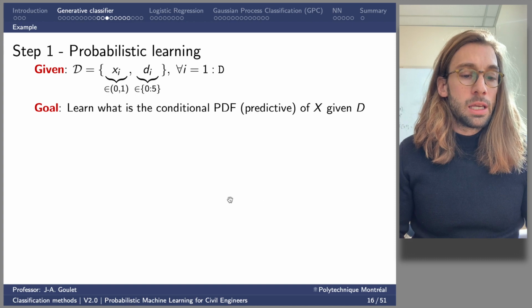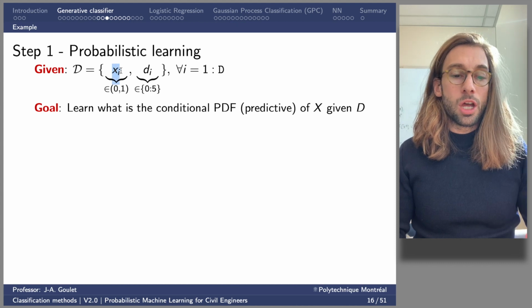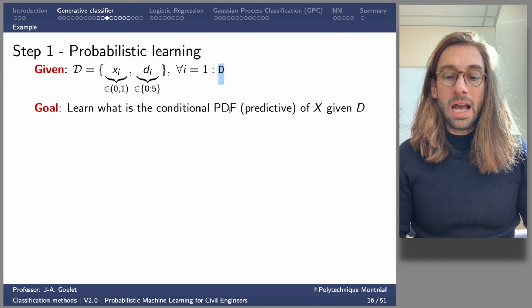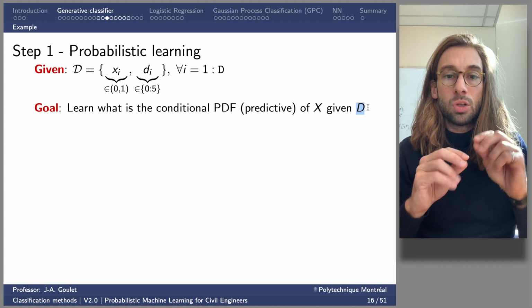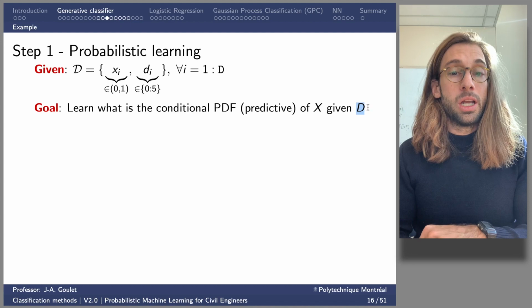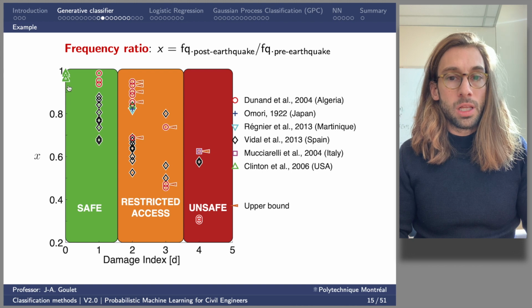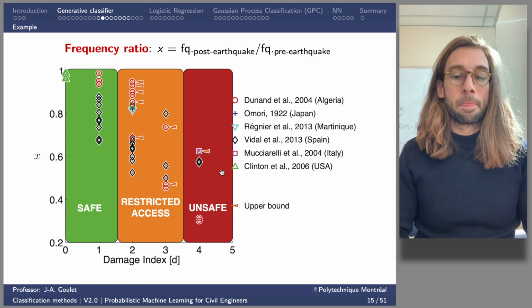First, we're going to say, given D, our data set, which is made of frequency ratios that are in the range 0 to 1, and DI, the damage index, for a set of data, the goal is to learn the conditional PDF of X given D, okay? In terms of learning, this is what we will have to do. I have to learn the conditional PDF of my frequency ratio for each of the possible damage indices. So I'm going to learn a first conditional PDF for damage equals 0, a second one for this set, third, fourth, fifth, and sixth one.